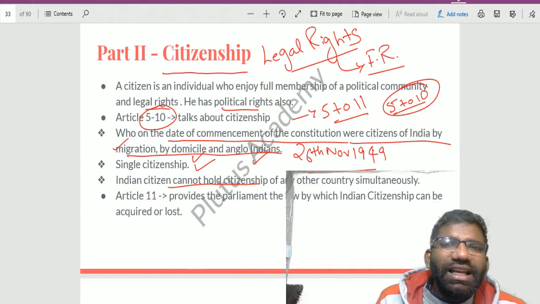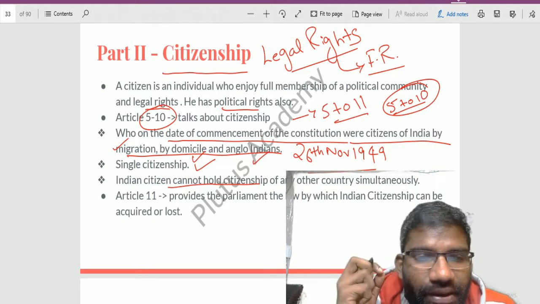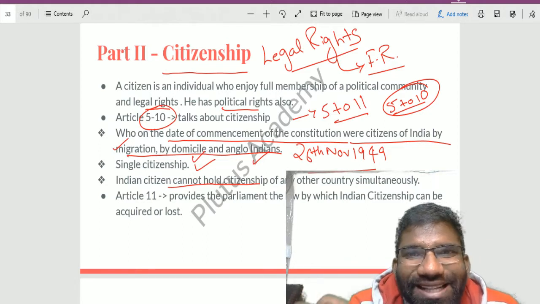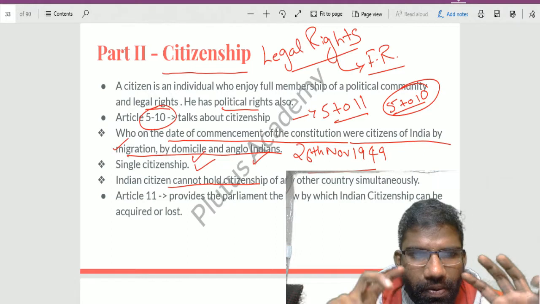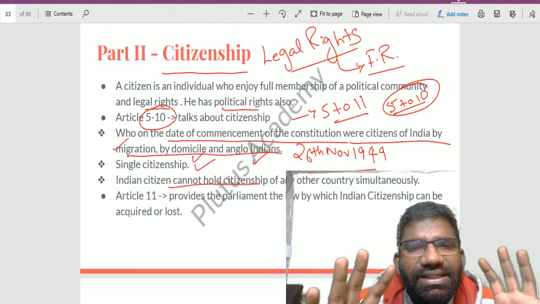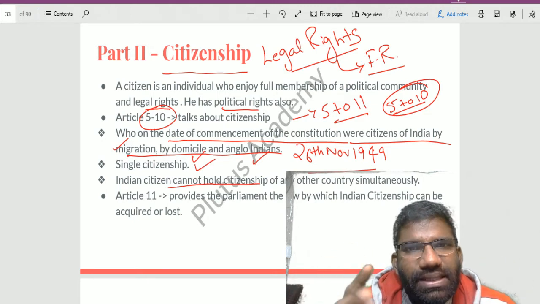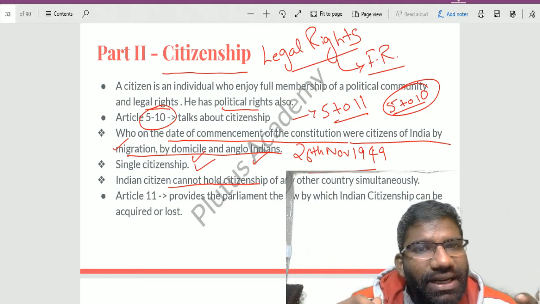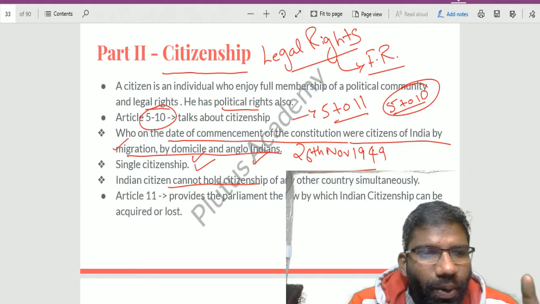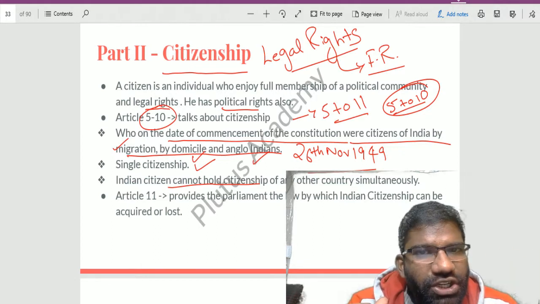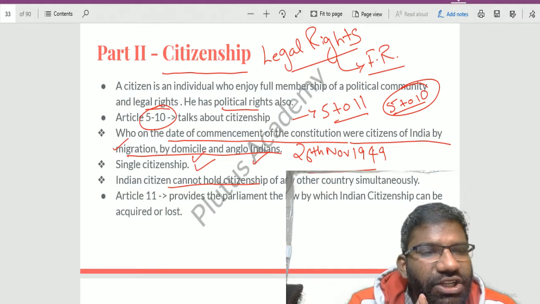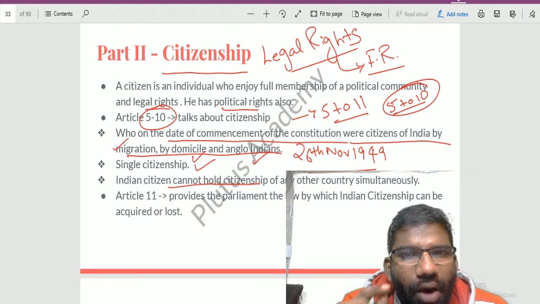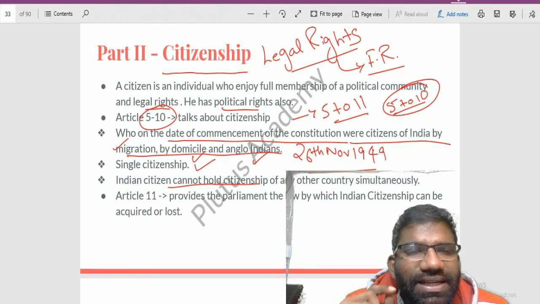But Article 11 says that by law, it is laid down how Indian citizenship can be acquired or how Indian citizenship can be lost. So overall, we have discussed certain things. Who is a citizen? A citizen is a person who enjoys certain legal rights and political rights of a community. Articles 5 to 11 talk about citizenship. Out of that, 5 to 10 talk about who on the commencement of the constitution was a citizen of India, and that India provides for single citizenship. Whereas Article 11 talks about how Indian citizenship can be acquired and how it can be lost.